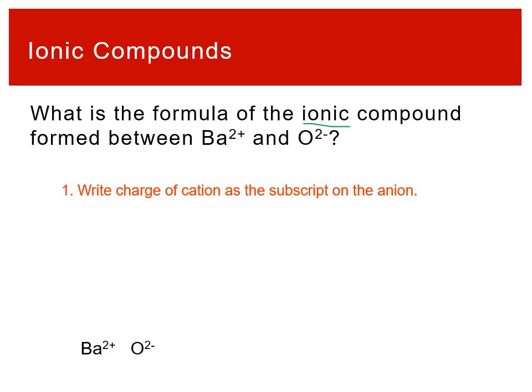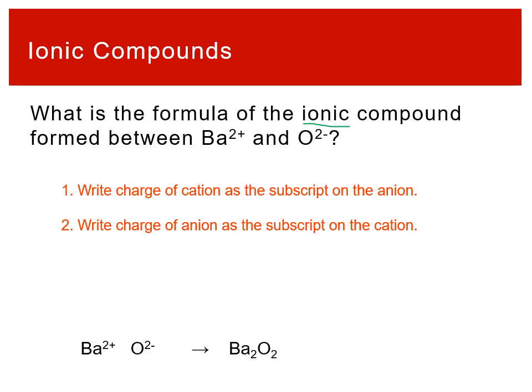Write the charge of the cation as the subscript on the anion, write the charge of the anion as the subscript on the cation, basically just swapping where they are. And so we can move them. The 2 here becomes the 2 here, and the 2 here becomes the 2 here. We can see that they're moving right across each other. In this case, they were the same charge, but it works out.